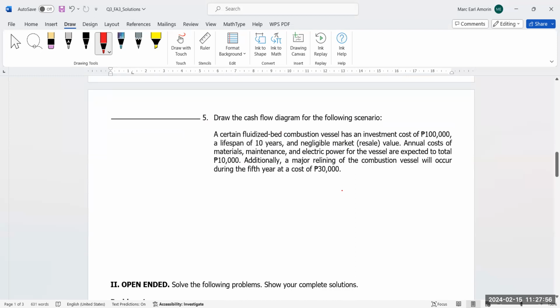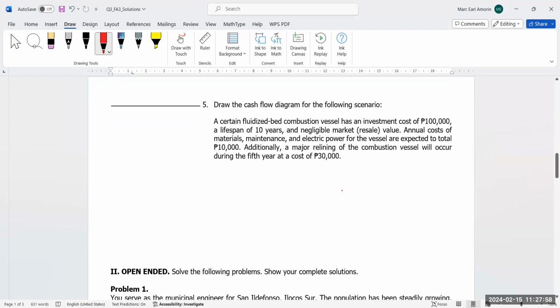And for number 5, so we are going to draw the cash flow diagram for the following scenario. Okay, so in this scenario, the investment cost for this combustion vessel is 100K with a lifespan of 10 years. The market value is negligible, so 0. Annual cost and maintenance and electric power cost total to 10,000 pesos. And at the 5th year, so meron pa tayong additional cost na 30,000 pesos.